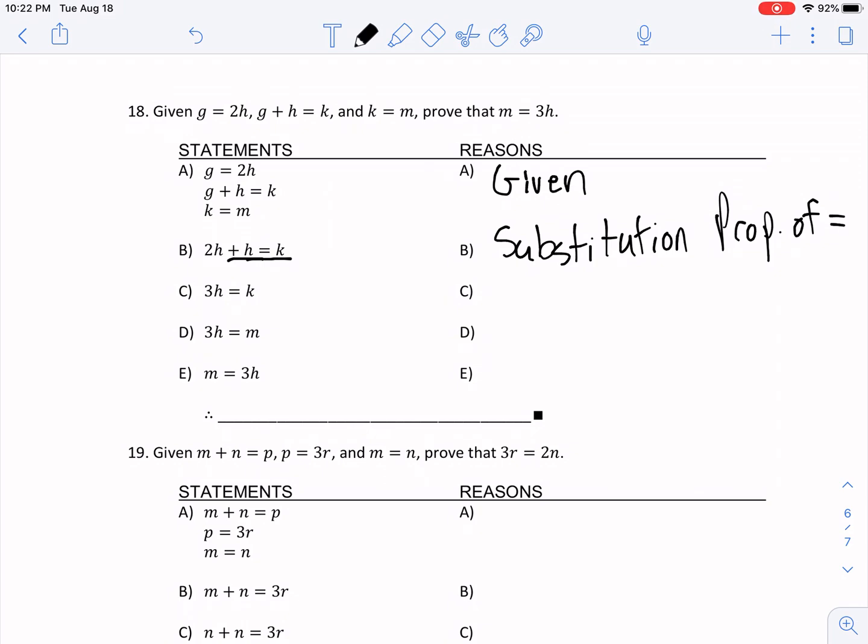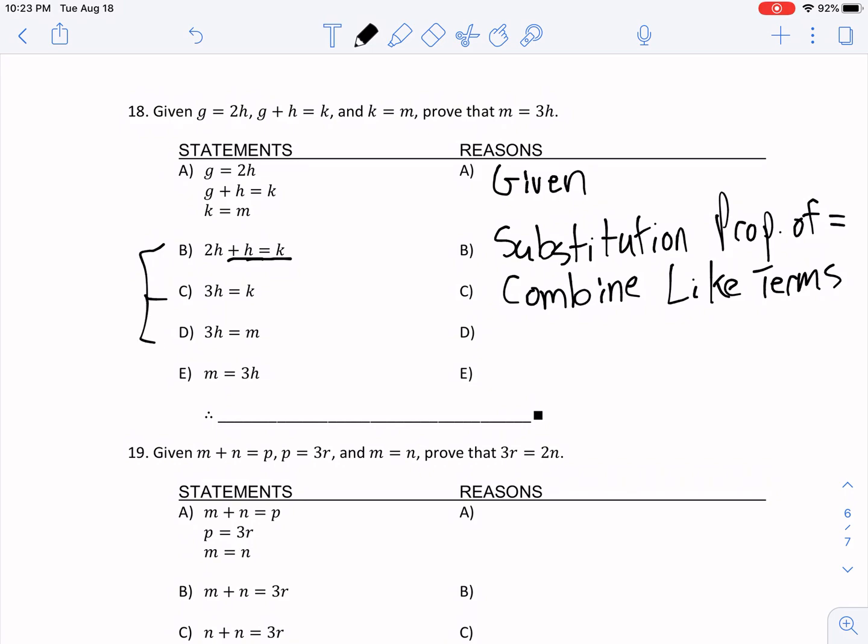Now, going from B to C, and even before we do that, let's just think about it, okay? 2H plus H. Well, isn't that 2H plus 1H? Which makes 3H. That's combining like terms, okay? Combine like terms. We're just adding them together, okay? So we get 2H plus H is 3H equals K.